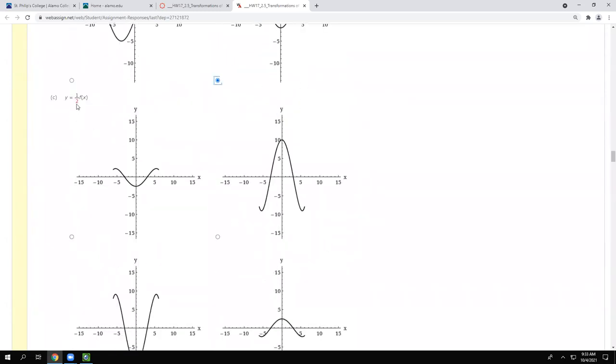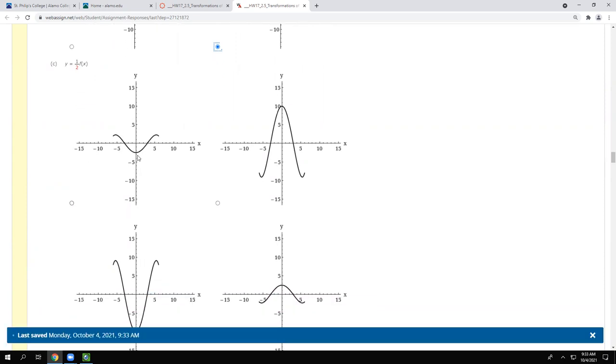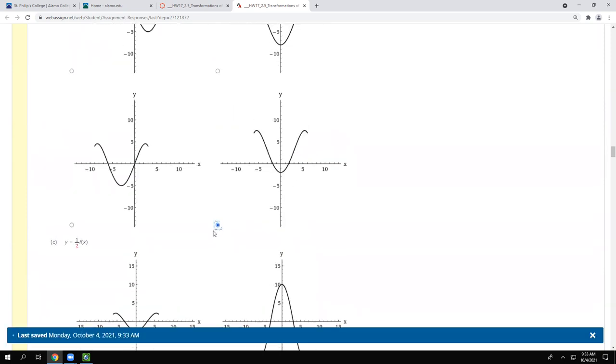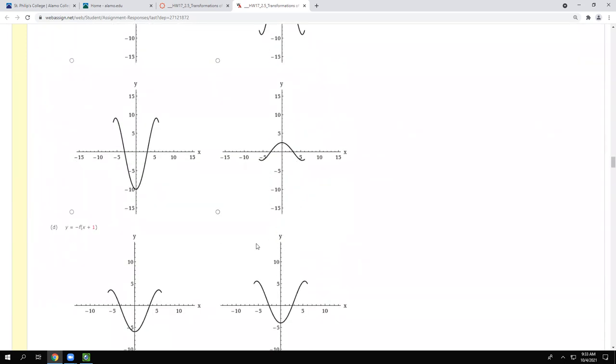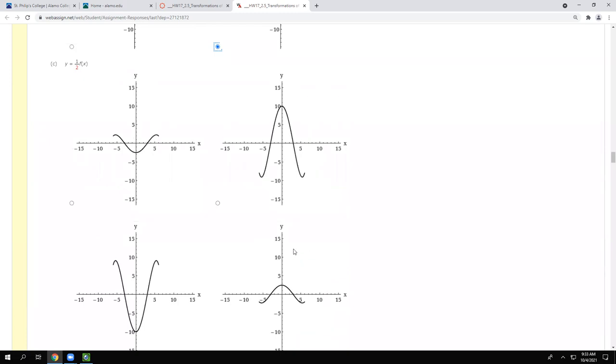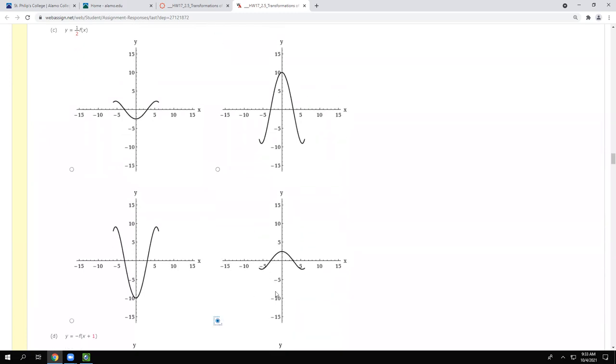That one's gonna vertically shrink it, which means instead of the y values being so high up and down, they're actually gonna be smaller y values. But it doesn't flip it over. So the original looked like a hill. So mine should still look like a hill, just a shorter hill. So it'll look like this one.